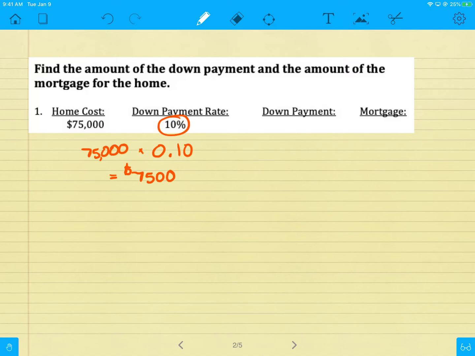That's the payment I have to make. That isn't the total I'm going to pay in the long run. That is just the first payment I have to make before the bank will even give me the loan. So the down payment I'm making is $7,500. The mortgage I'm going to actually have to take a loan out for is everything that's left. So I take the $75,000 that the home was costing me, and I subtract off the $7,500. And so the rest of the mortgage, the loan that I'm going to have to take out, is $67,500.